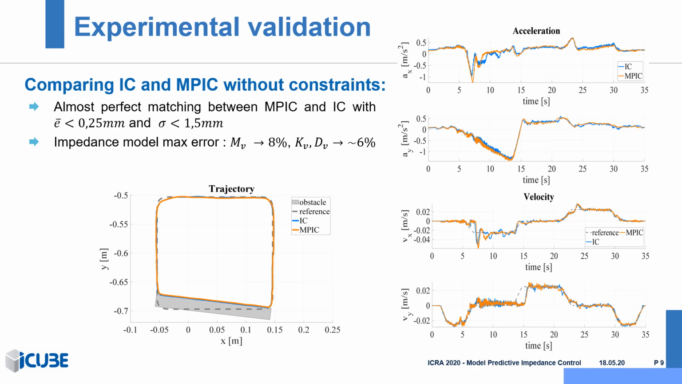We also observe that the reference tracking performance is not ideal, which is caused by the low stiffness and the robot low-level control. For this reason, we were interested in quantifying the impact of the impedance model. We show that the impedance model maximum error on the virtual inertia is 8% and for stiffness and damping approximately 6%, which is acceptable as such differences are not perceptible when interacting with humans.